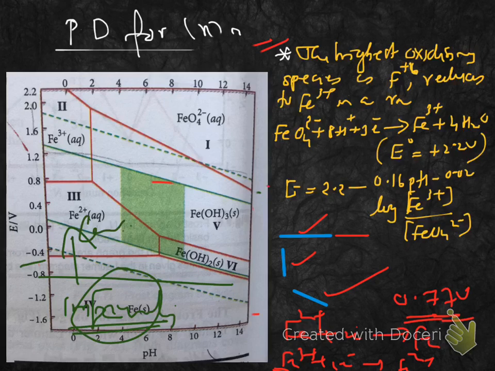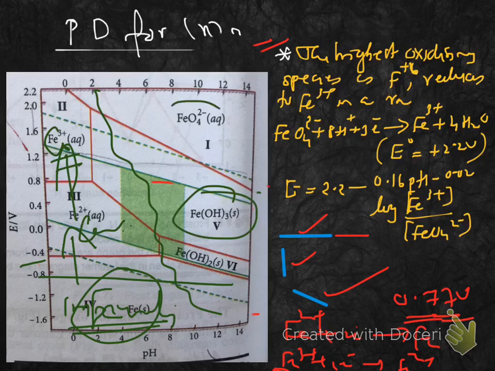When potential increases, it changes to Fe3+. Again, it is a corrosion zone. But in this region, these ions get converted to hydroxide form or oxide form. Due to this protective layer of oxide or hydroxide, further corrosion can be prevented. So iron is protected due to this layer of hydroxide. So these regions are called passivation zone.